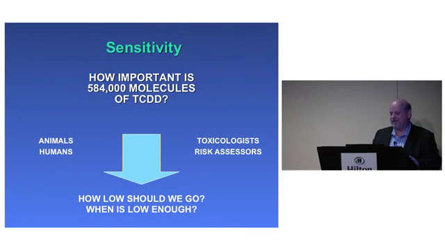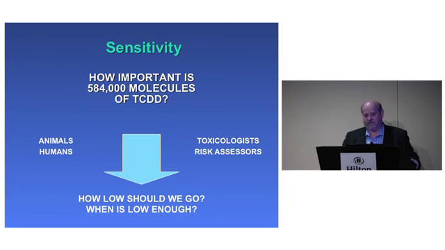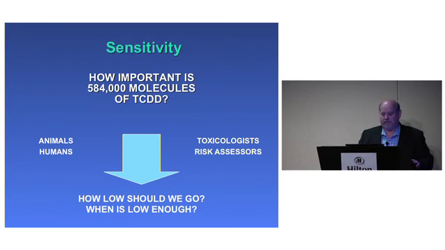The important thing is, though, right now, how important is 500,000 dioxin molecules from a human health perspective? Toxicologists and risk assessors are going to have to tell us how important that is, and that will dictate how low we should really go. When is low enough? When should we stop analytically?